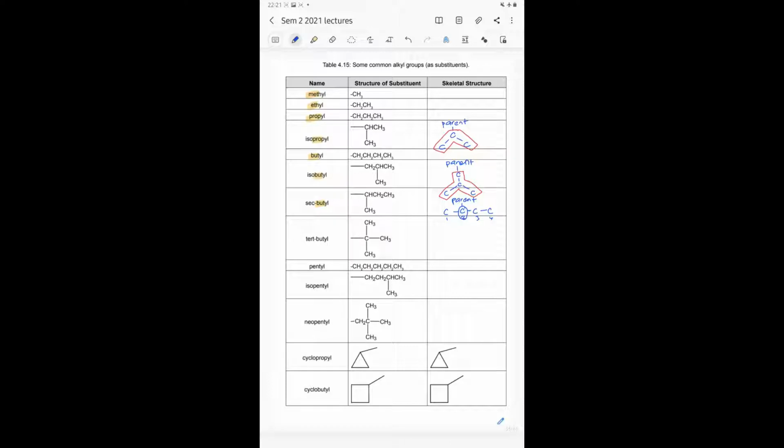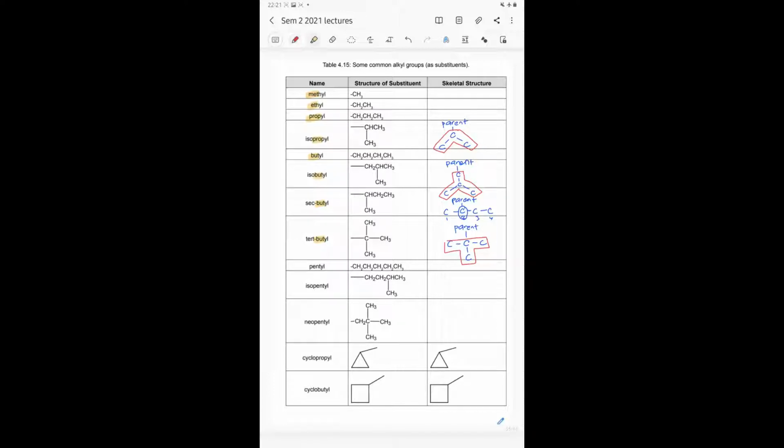Next, still under butyl, we have tert butyl. How to remember tert butyl? Let's say we have a parent chain, and it is attached to a carbon with 4 carbons. The shape here is like the shape of capital T. So capital T shape is tert butyl.